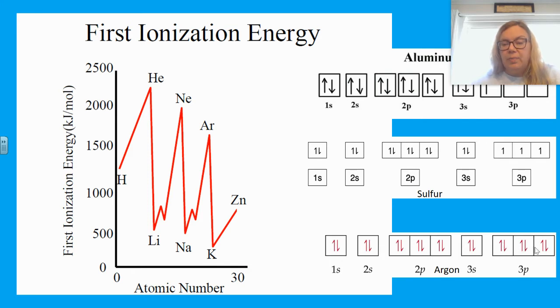So because there's so many, they're going to be more tightly pulled to the nucleus because of the effective nuclear charge. There's more protons, therefore there's a greater pull from the nucleus.